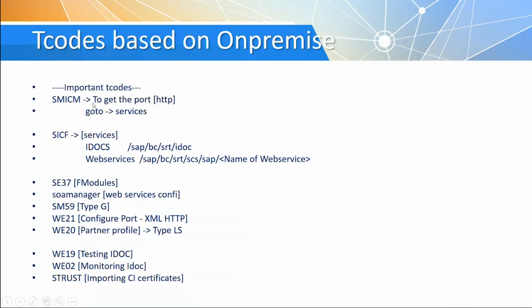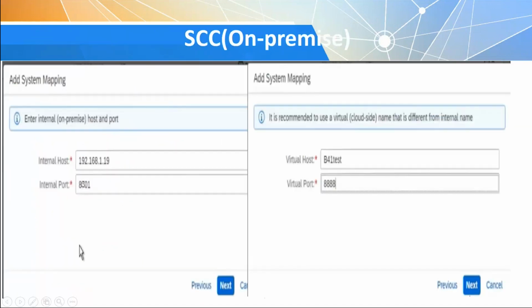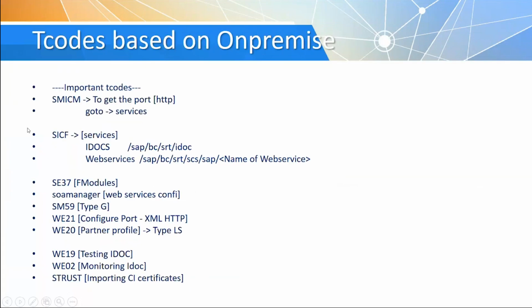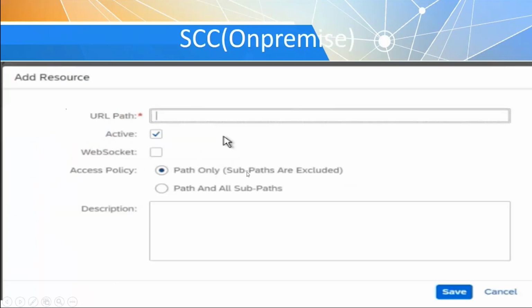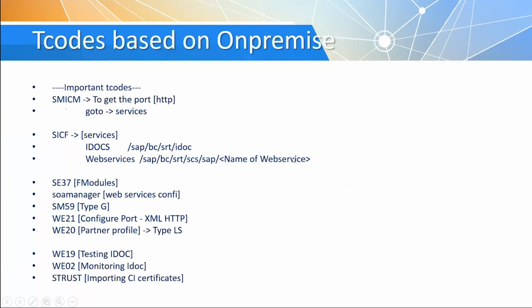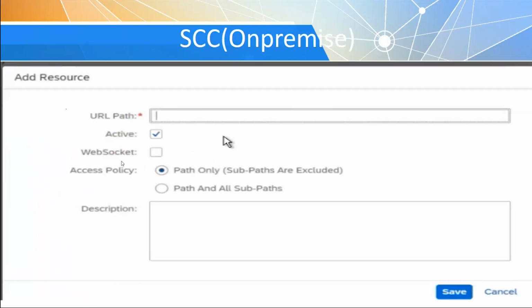This SMICM will help us get the HTTP port; we can see the port number over here. Due to this code SICF, there is a service, that is the URL path I am talking about. We can see the name of the web services also with the help of the URL path. SE37 is the function module name; it will help us get the name of the function module. And the SOA Manager gives the actual URL of our endpoint, with respect to the client ID.